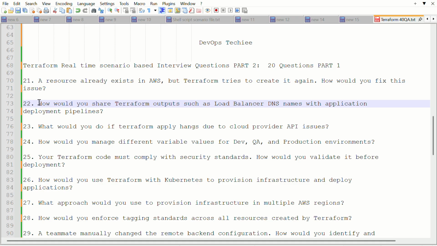22nd one, that is the second question in part 2. How would you share Terraform outputs such as load balancer DNS name with application deployment pipelines? In this question they are asking, there is output you will get post Terraform apply, then those outputs, for example if it's a load balancer DNS name, with application deployment pipelines, how would you share?